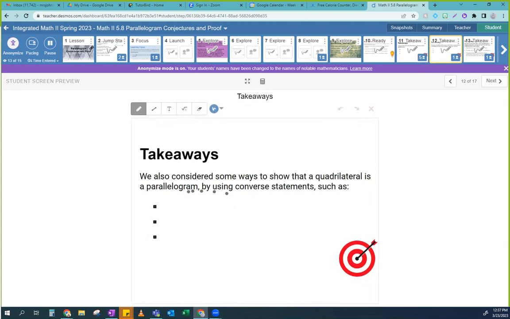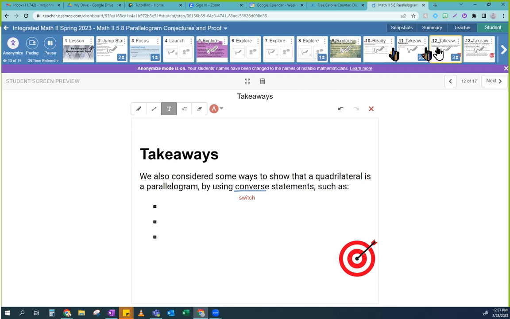Okay. Second takeaway. We also considered some ways how to show that a quadrilateral is a parallelogram by using the converse statements. So do you guys remember what converse means? Do you guys remember what I told you converse means? Yay, switch. Very good. So I need you guys to imagine that your Converse shoes are switched. Your left shoe is on your right foot and your right shoe is on your left foot. Feels funny, right? So we're going to switch these statements.